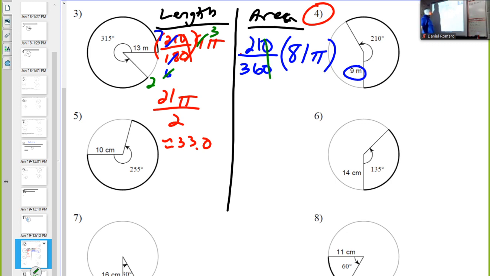This still reduces. I could still divide by 3, so this becomes a 7, and then this becomes a 12. But 12 and 81 can both be divided by 3. So this becomes a 4, and this becomes a 27. And nothing else can be divided. Did I throw anybody off? 7 times 27. Lana, you're getting the same thing? Is 189. Keep the pi on top. And the 4 is what stayed on the bottom.